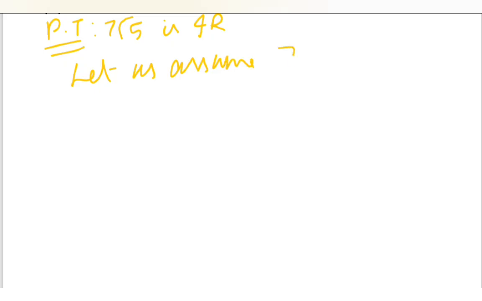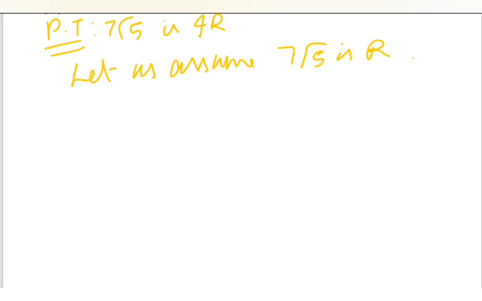So 7 root 5 is rational. All these types of questions are in the same format. You need not worry. It's not like other chapters with complex calculations. Not like that. You only have to remember the statements in this exercise.